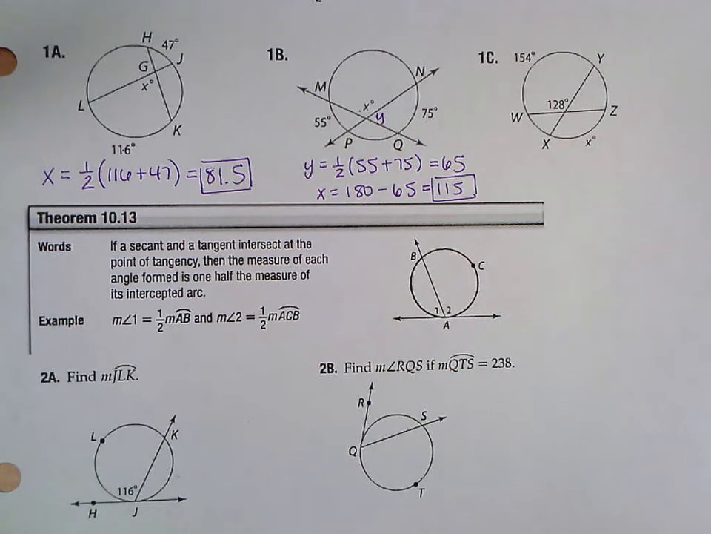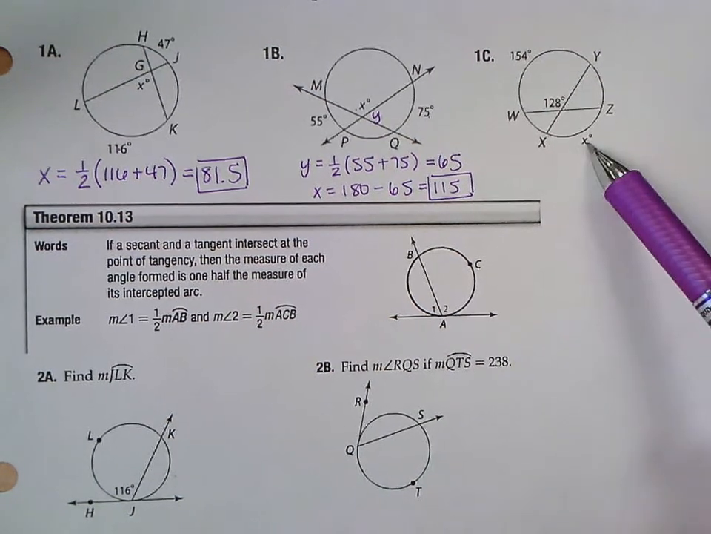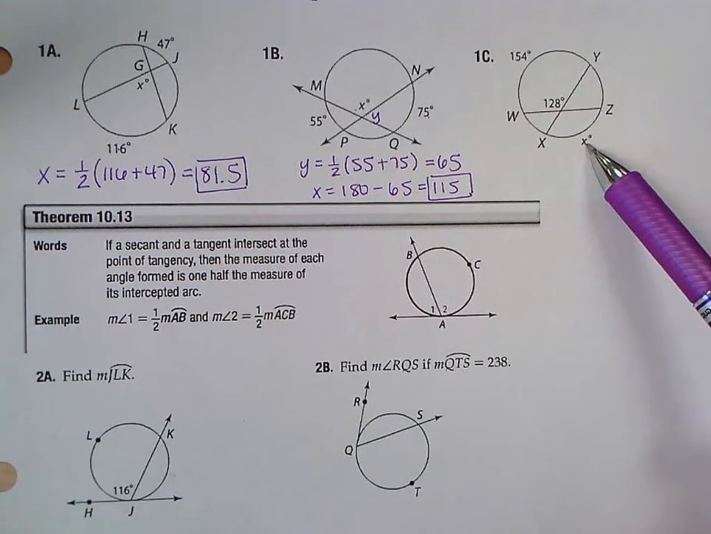Okay, questions on that one? So you might have to find other things in the problem before you can find what exactly you're looking for. Then C is a little different yet. You're actually given an angle and you're trying to find one of the two arcs that's missing.